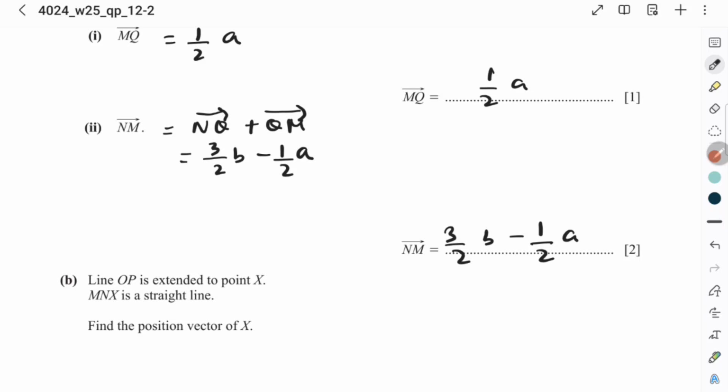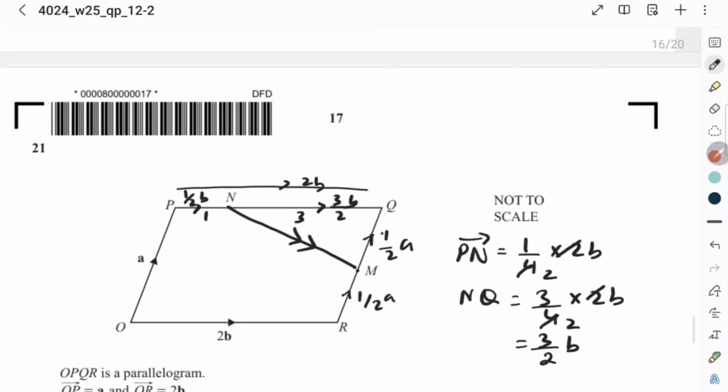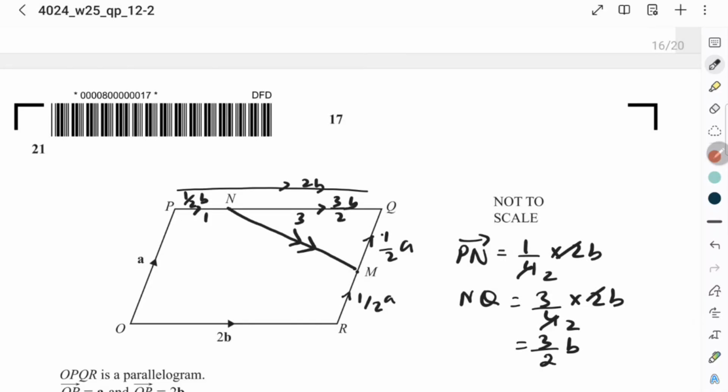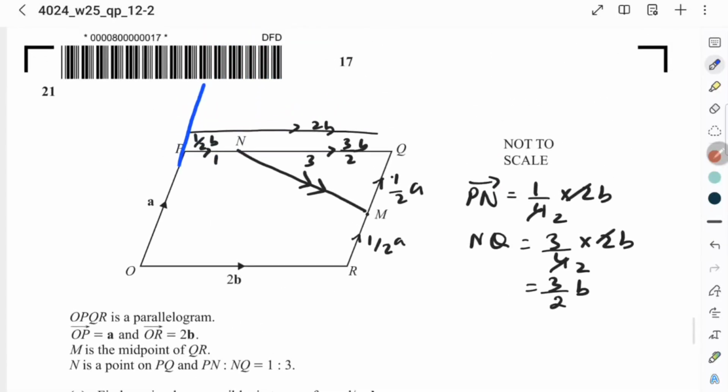And then afterwards, line OP is extended to X. M, N, and X is a straight line. Find the position vector of X. They are going to extend the line OP in such a way that M, N, and X is a straight line. So this is X. Remember, they have extended this line, and M, N, and X is a straight line. So it's again a type of similar triangle.